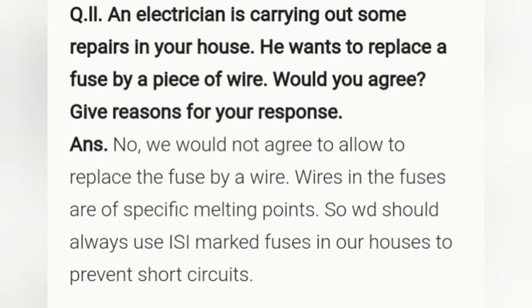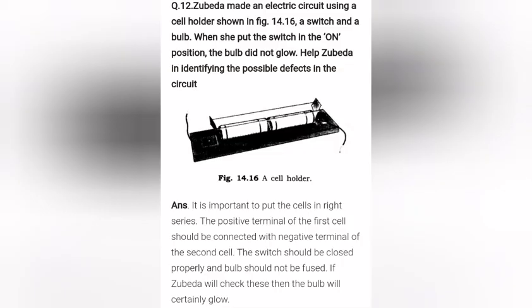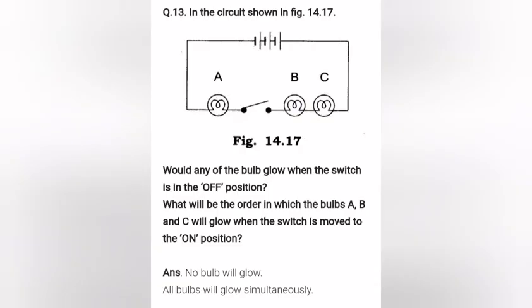to prevent short circuits. Zubeda made an electric circuit using a cell holder shown in figure 14.16, a switch and a bulb. When she put the switch in on position, the bulb did not glow. Help Zubeda identify the problem in the circuit. It is important to put the cells in the right series. The positive terminal of the first should be connected with the negative of the second cell and closed properly. If Zubeda checks this problem, it will certainly glow.